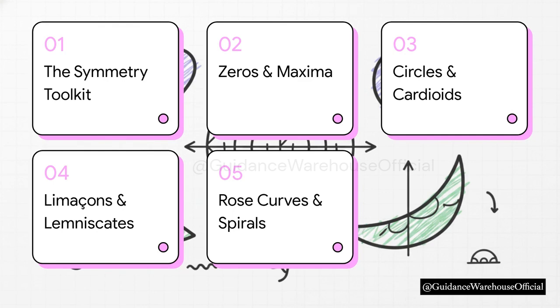By the end of this lecture, you'll completely understand the concepts, the formulas, and how to actually draw these shapes. We'll tackle this in 5 quick steps. 1. The symmetry toolkit. 2. Finding zeros and maxima. 3. Circles and cardioids. 4. Limaçons and lemniscates. And 5. Rose curves and spirals.